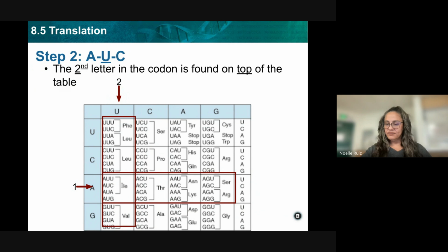The second letter in our codon is U, and the second letter is found on top of the table. So here's where our U is. Now this is the column that we look at. So now we have a row and we have a column, and we look at the box where the two intersect. So here's the row for A, the column for U, and here's the box where they intersect. Now you can ignore the rest of the chart. You're only looking in that box.